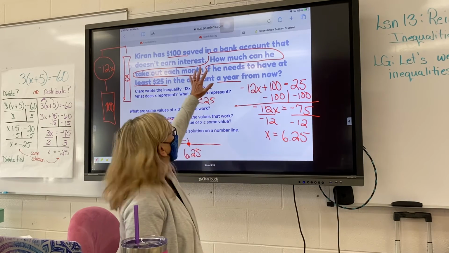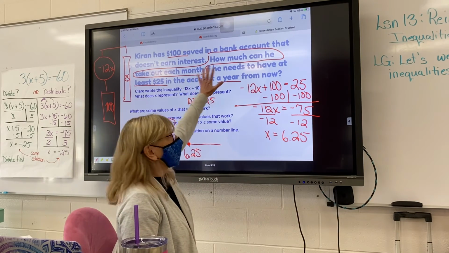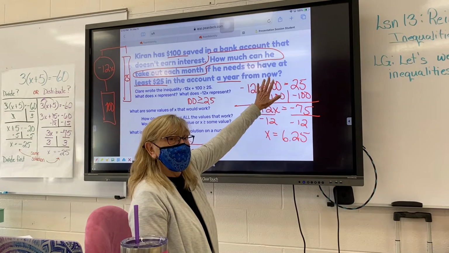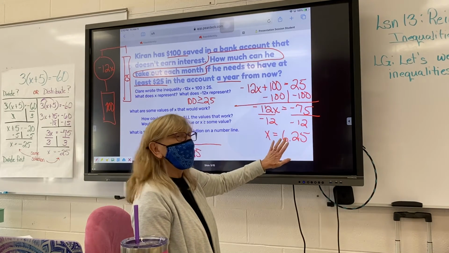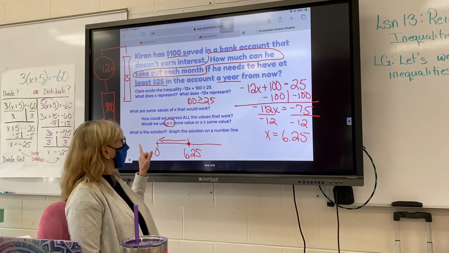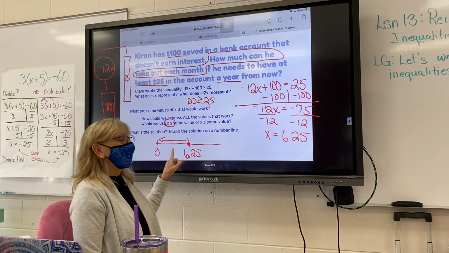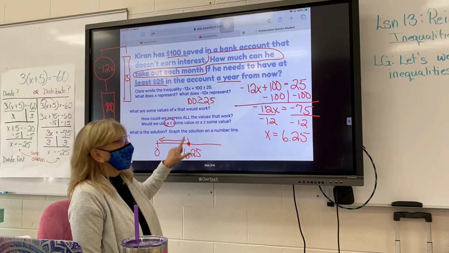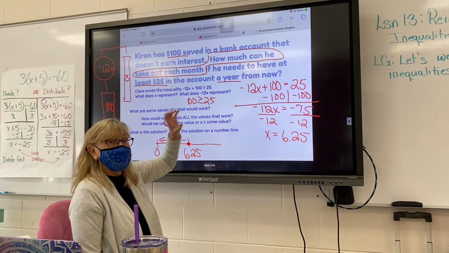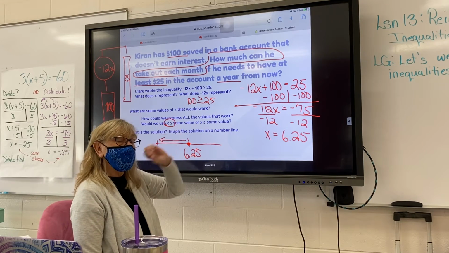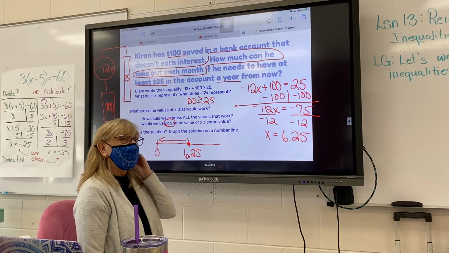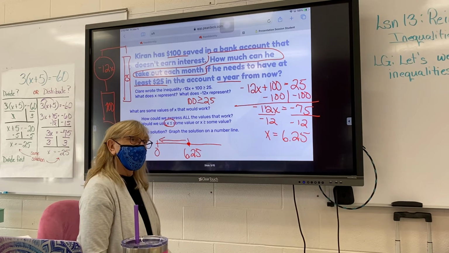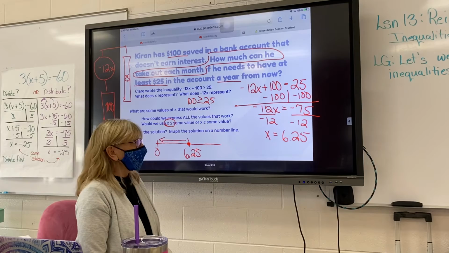Because what I'm doing is I'm taking that inequality, I'm turning it into an equation, solving it, and then I'm deciding which way I'm going to shade. If it says or equal to, I'm going to put a dot. If it doesn't have the or equal to, I'm going to put an open circle. And then I'm going to pick which way I shade. That makes sense?